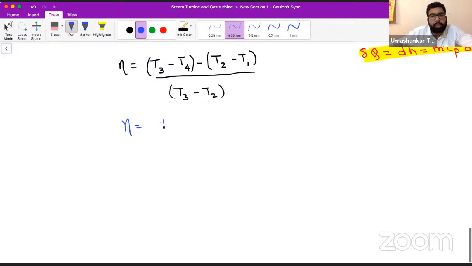From here we can see this is T3 minus T2. We can write it like this: T3 minus T2 minus T4 minus T1. I am just rearranging it a bit.